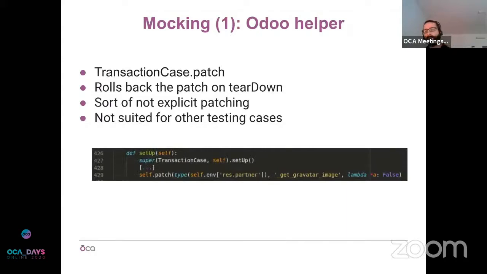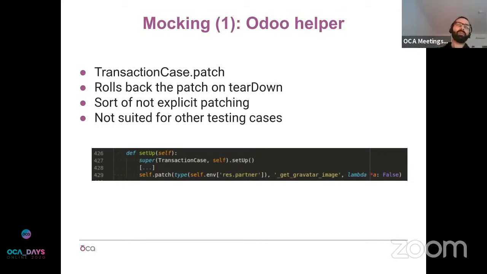Now, mocking. There is an Odoo helper, probably not well known, and it's only in the TransactionCase. In there, you find a patch method. What it does is that it patches your class, and then it takes care of adding a cleanup in the tearDown of the class. So basically, you set up the patch in the setUp, like for every test, and then the tearDown is going to roll back your patch.